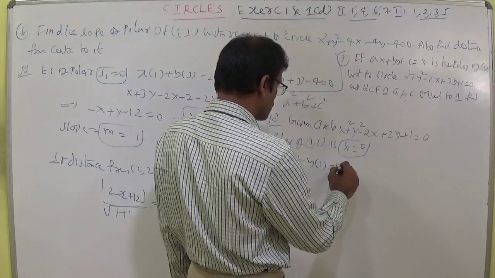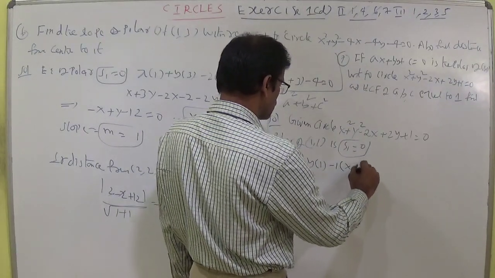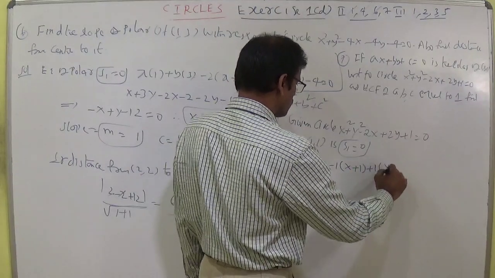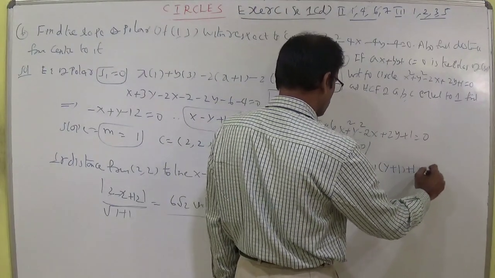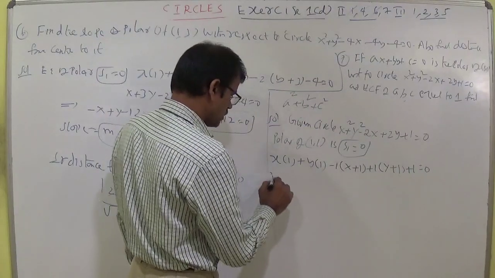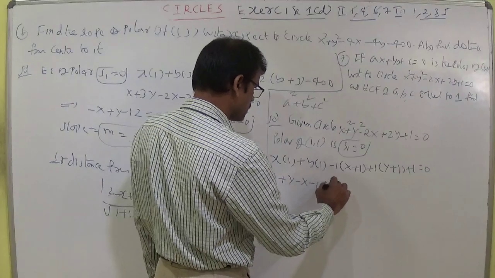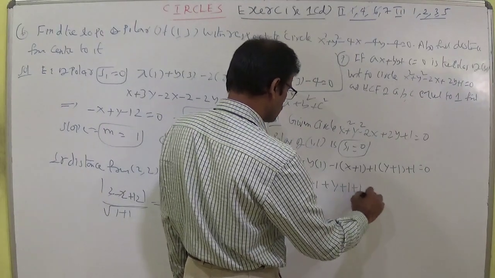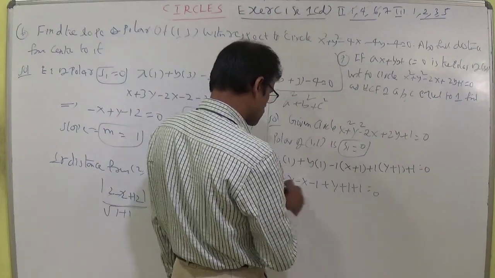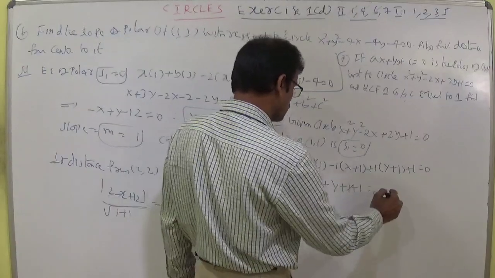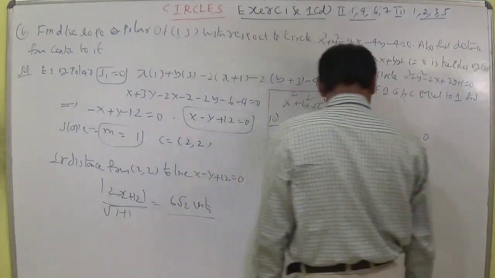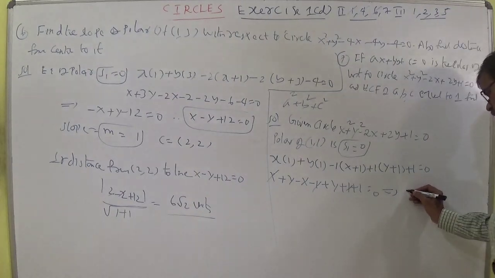x into 1 plus y into 1 minus 1 into x plus 1 plus 1 into y plus 1 plus 1 equal to 0. Next step, you write x plus y minus x minus 1 plus y plus 1 equal to 0. So here x and x get cancelled, minus 1 and plus 1 get cancelled. So you can write this as 2y plus 1.